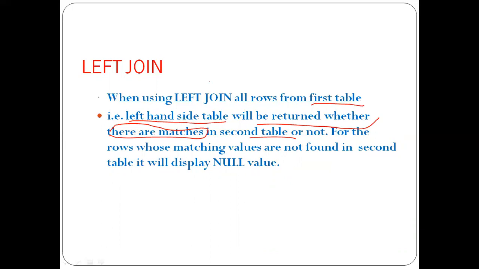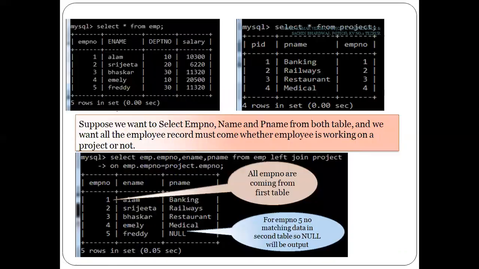So left join means you can display the value from the left side. Both values can be matched from a left join or right join. In a right join, it will match the value from the right side. See here, select star from EMP, select star from project. These two tables are here.